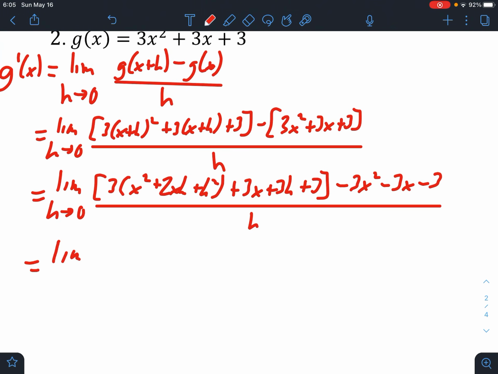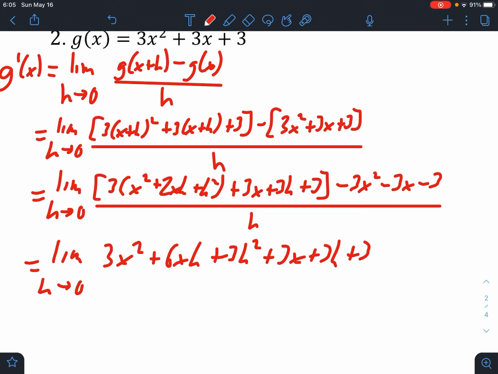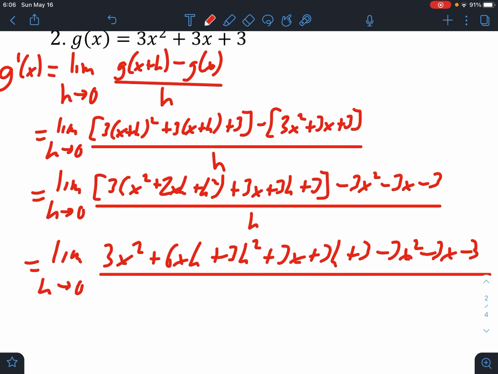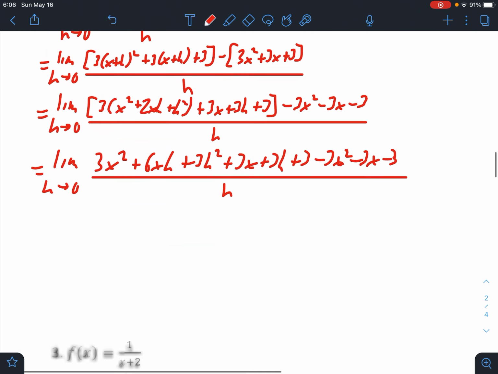All right, doing a little bit more distributing. If we distribute that 3, we get 3x squared plus 6xh plus 3h squared plus 3x plus 3h plus 3 minus 3x squared minus 3x minus 3 all over h. I told you there was a lot to write for this one.